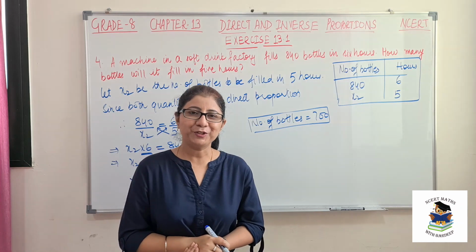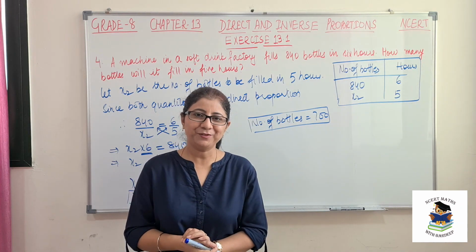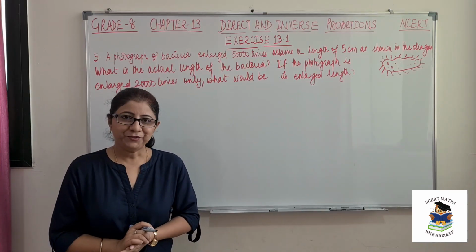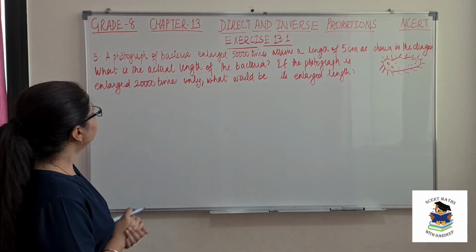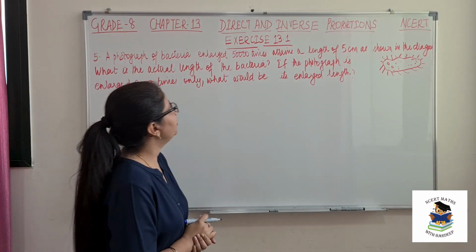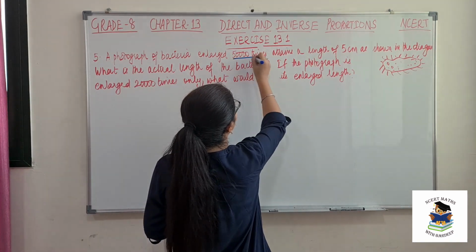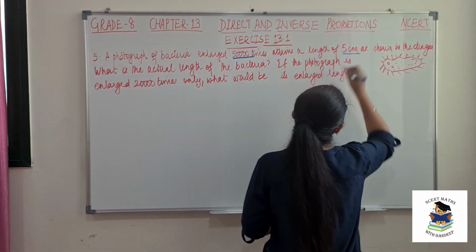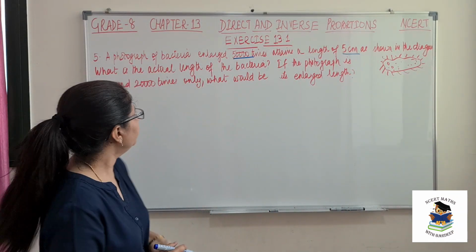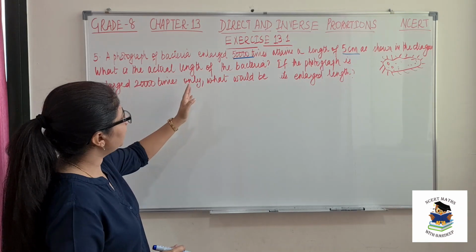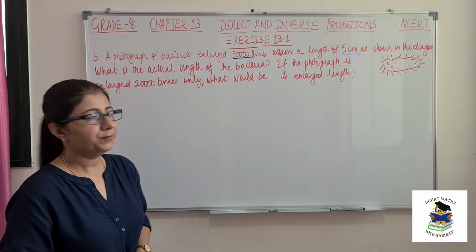So this is our fourth question. Now let's move on to the fifth one. So let's see our fifth question. A photograph of bacteria enlarged 50,000 times attains a length of 5 cm as shown in the diagram. What is the actual length of the bacteria?